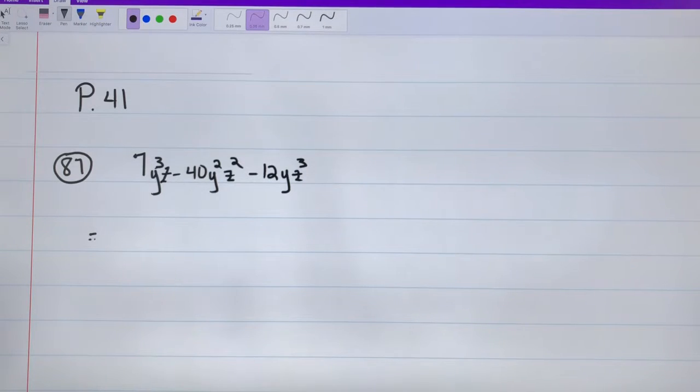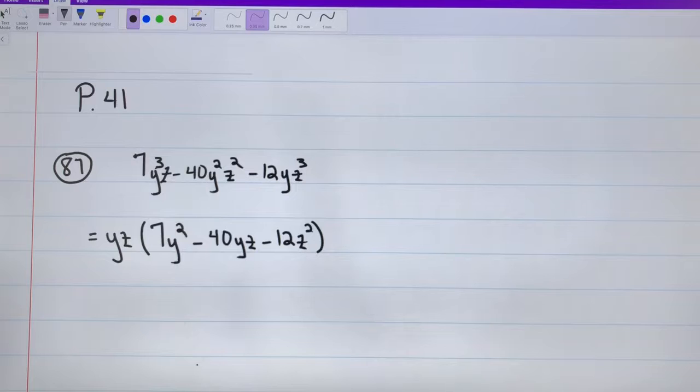So if I start out factoring out yz, we have yz times the trinomial. We have 7y squared minus 40yz minus 12z squared. Now this expression can be factored even further.